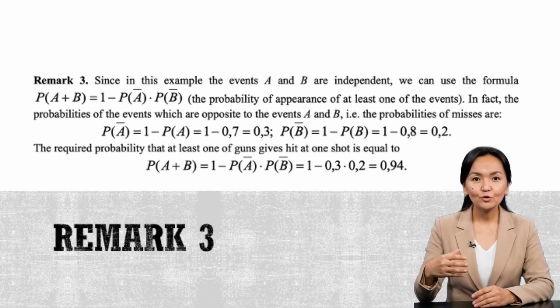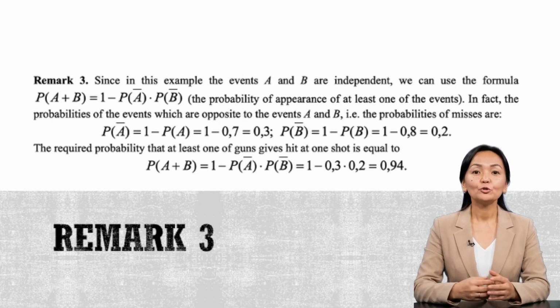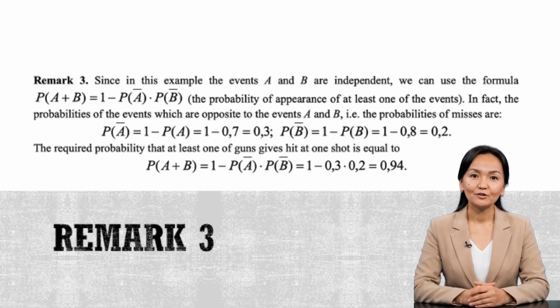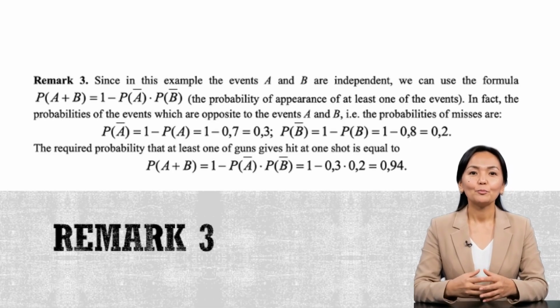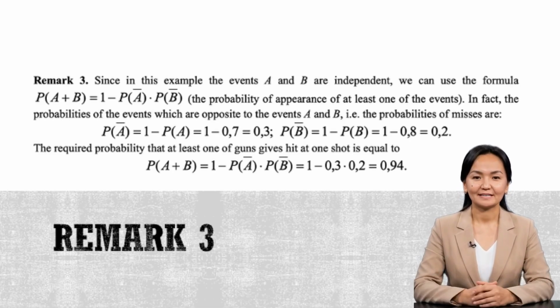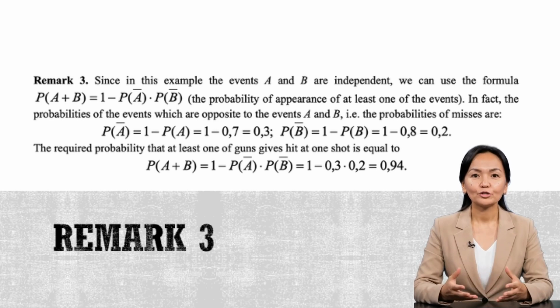There's another valuable approach to solving the same problem as shown in the third remark. For independent events, we can also use the formula that the probability of at least one event occurring equals 1 minus the product of the probabilities of the opposite events. This is often simpler and more intuitive. Let's see how it works in our example.